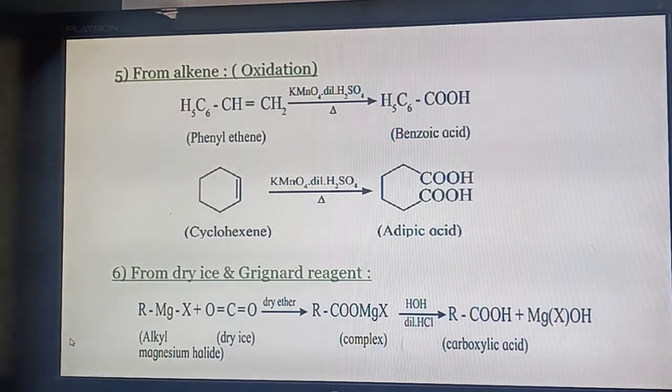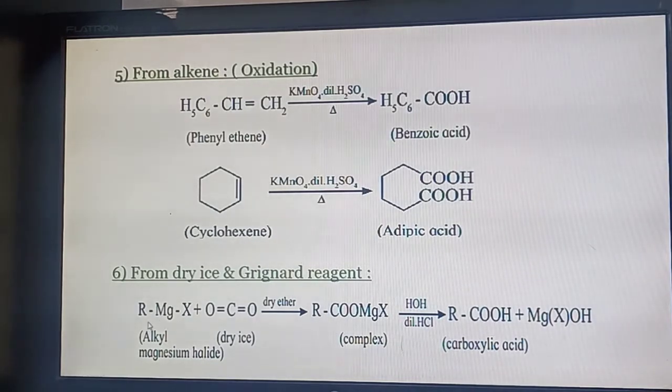Next reaction is from dry ice and Grignard reagent. Here RMgX, that is alkyl magnesium halide, is Grignard reagent. When it is treated with dry ice, that is solid carbon dioxide, in presence of pure and dry ether, it gives magnesium complex, which on acid hydrolysis gives carboxylic acid.